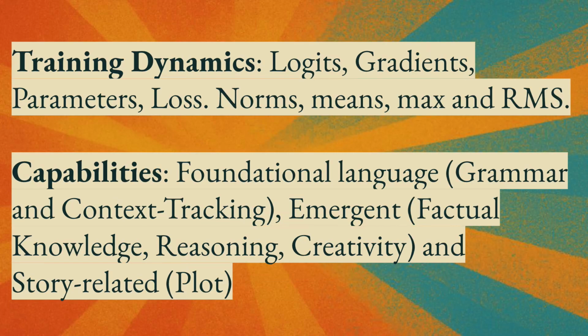What I'm trying to bridge is the training dynamics that are studied in the Small Scale Proxies paper. So these are the logits, the gradients, the parameters, the loss, and the norms, means, max, and RMS values of these, with the capabilities that are studied in the Tiny Stories paper. So foundational language capabilities of grammar and context tracking, the emergent capabilities of factual knowledge, reasoning, and creativity, and the story-related capability of plot.